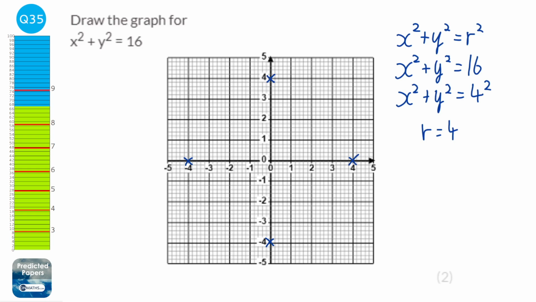I don't have a compass that works with this graphics tablet, but I'm going to try and draw somewhat of a circle. There we are. That's probably the best circle I'm going to draw. So what you do is you just get a compass and put the point at 0, and then you would measure out 4 units. So measure it between the 0 and the 4, and then just draw a perfect circle round.